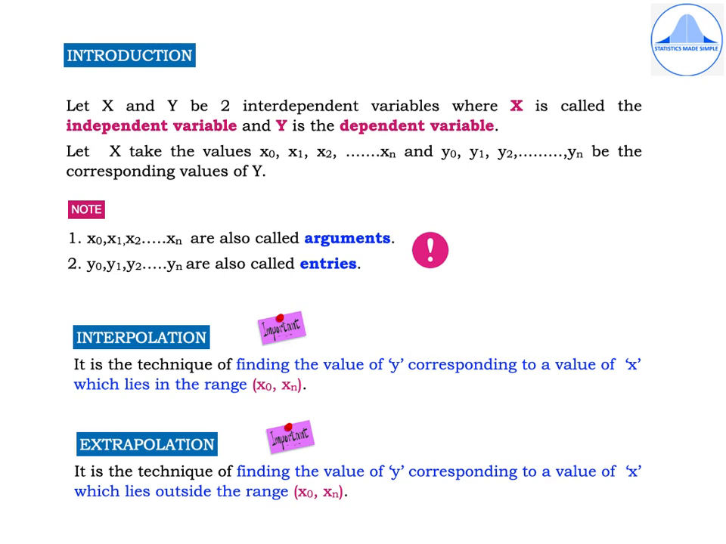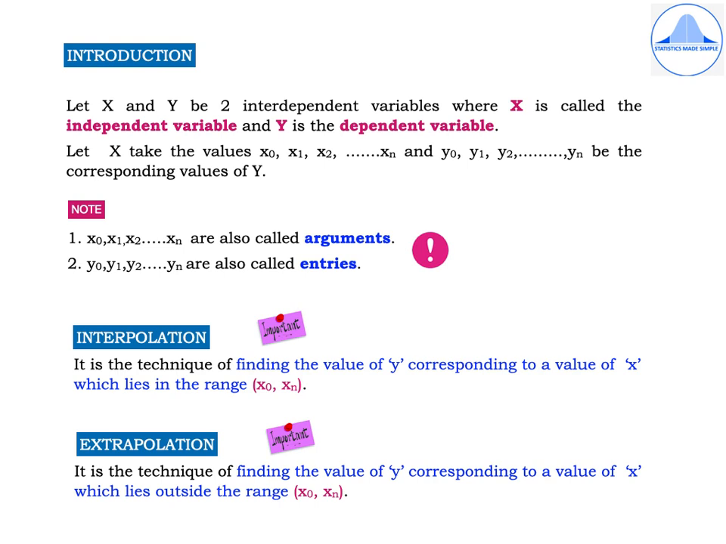Let x and y be two interdependent variables where x is called the independent variable and y is the dependent variable. And x will take the values which are denoted by x0, x1, x2, so on xn, and y will take the values y0, y1, y2, so on yn. The x values are also called arguments, and y0, y1, y2, so on yn are also called entries.